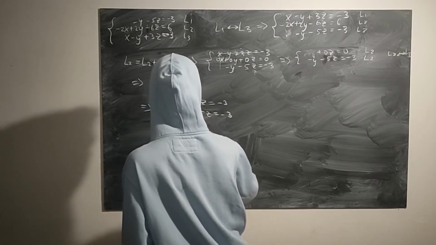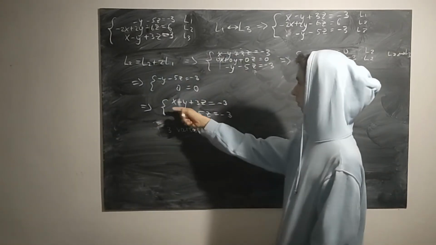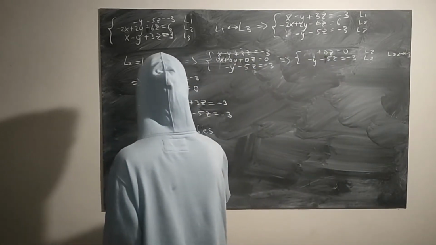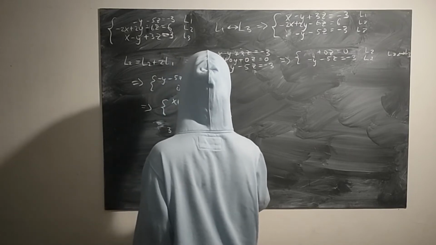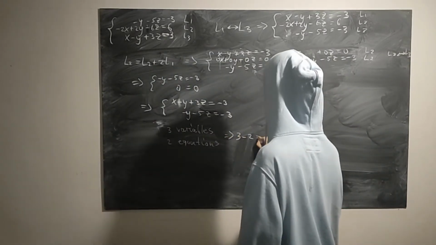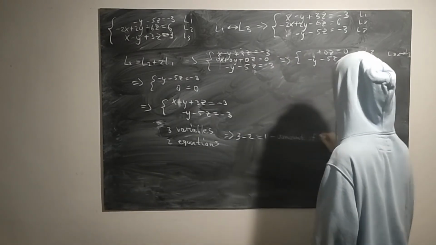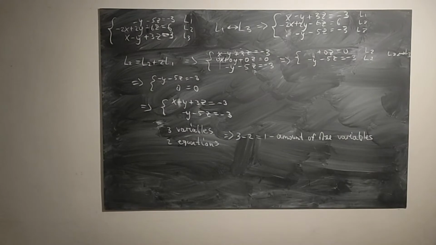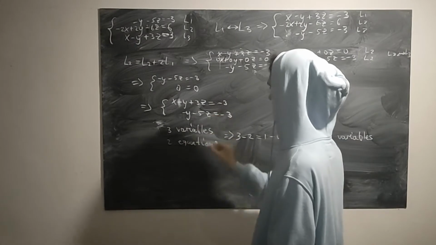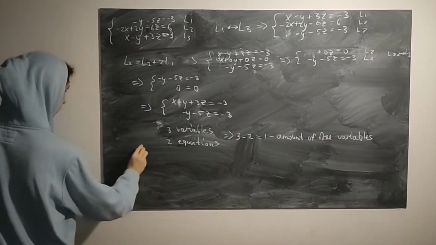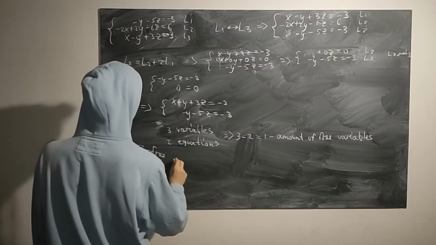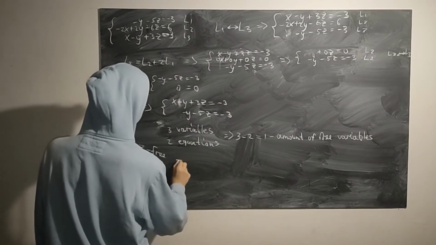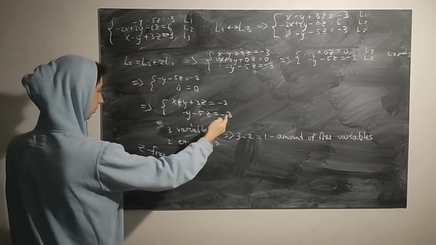How many free variables are there? In order to find out, we need to take the number of variables and subtract the number of equations. In this particular case, 3 variables minus 2 equations, so only one free variable. It's customary to pick free variables starting from the last variable. So here, the free variable is going to be z. And the remaining variables, namely x and y, are going to be dependent on z.